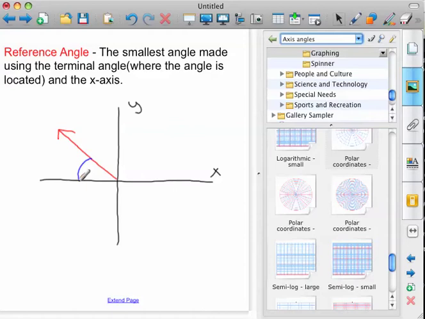Now, if we put our terminal ray in the third quadrant, it then becomes this angle. So it'll always be less than 90 degrees. It'll be an acute angle.